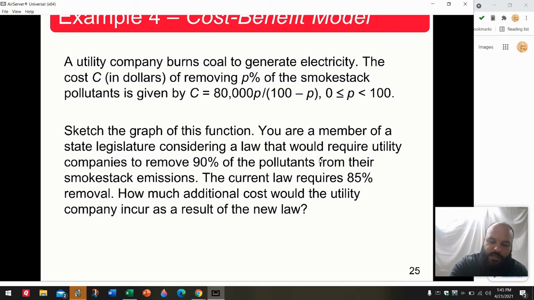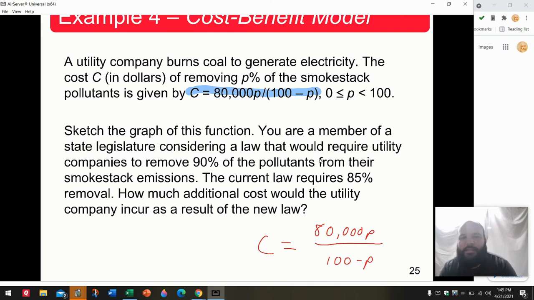So let's talk about this equation right here that we have. It says C equals 80,000 P divided by 100 minus P. Now, this equation gives us the total cost of removing pollutants based on the percent that is removed. So you plug in the percent of pollutants that you want to remove, and then this equation will give you an idea of how much that is going to cost to remove those pollutants.